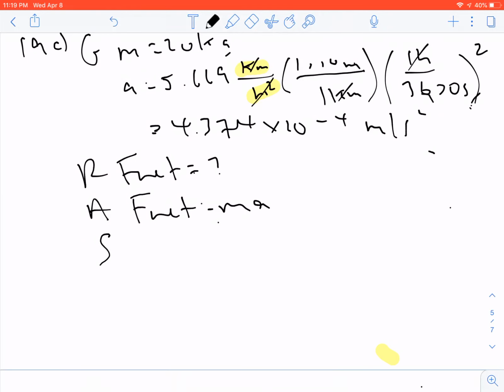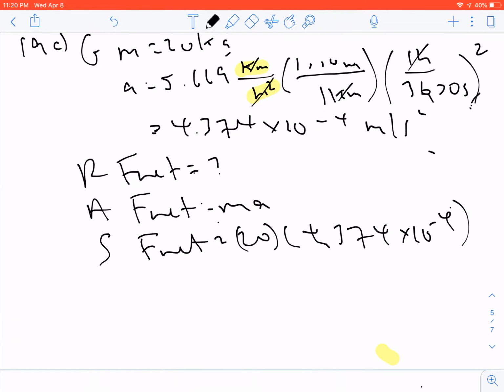So if I substitute my numbers in, F net is equal to 20 kilograms times 4.374 times 10 to the negative 4 meters per second squared. I should double check that math one more time before I make everybody crazy with the wrong number. Yep. And I'm going to take that number times 20, and I will get an F net, which is equal to 8.7 times 10 to the power of negative 3.